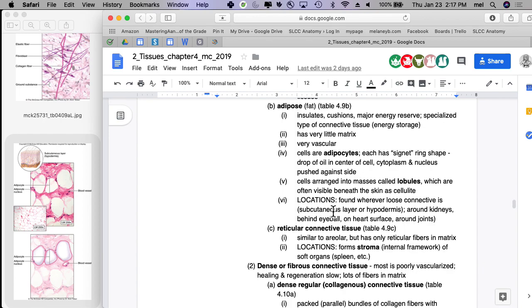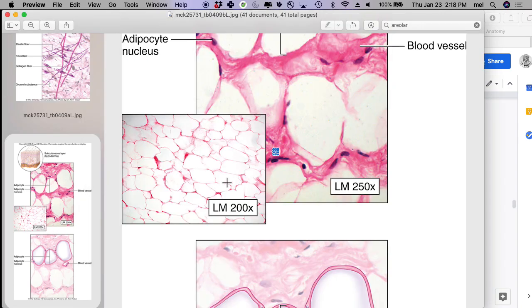It's insulation, it's cushioning, it's a major energy reserve. It's really a specialized tissue for energy storage. It has very little visible matrix because the adipocytes take up most of the space, right? So even though it looks like this is all matrix, it's not, because what am I actually pointing to here? Is this a lumen? Is this matrix? What is it? It's an adipocyte. It's actually what's called a lipid vacuole inside an adipocyte. This portion right here, it's called a lipid vacuole.